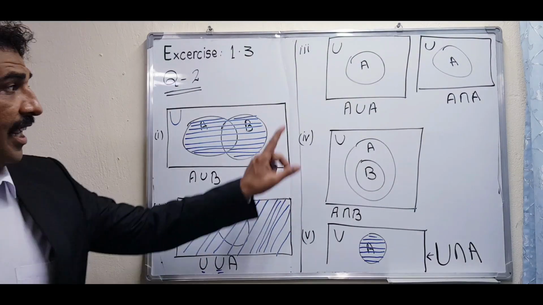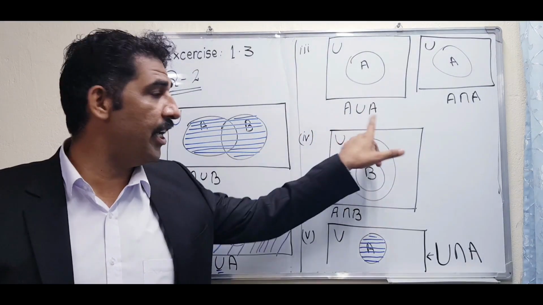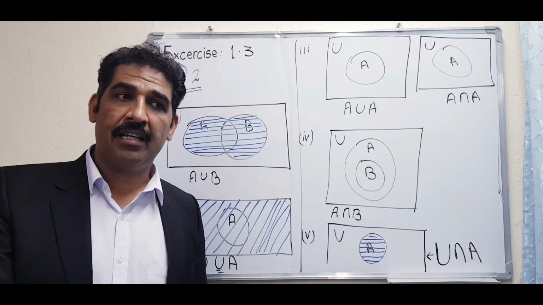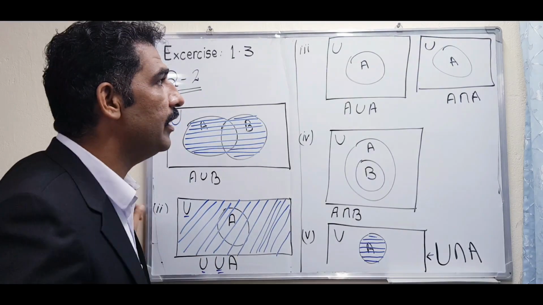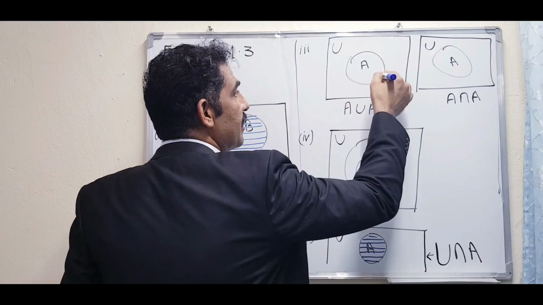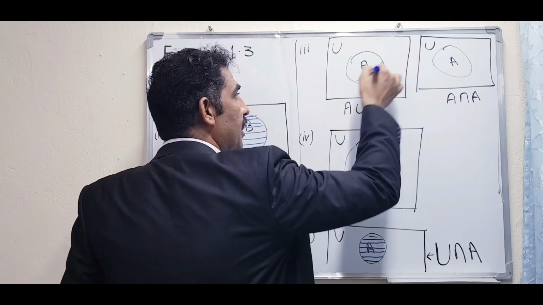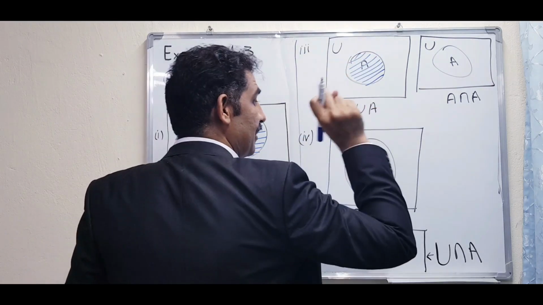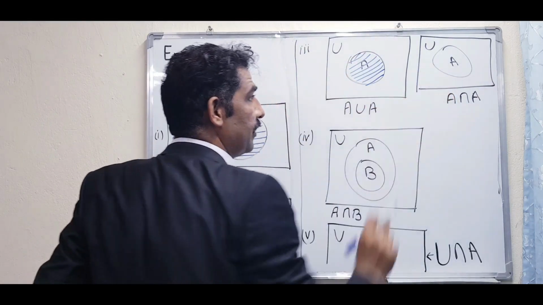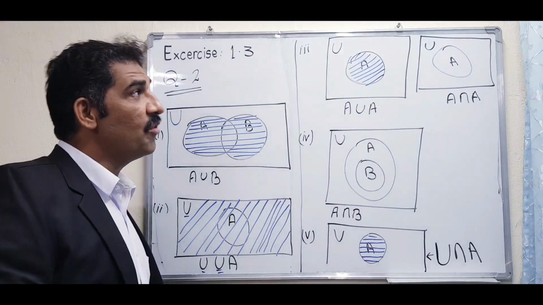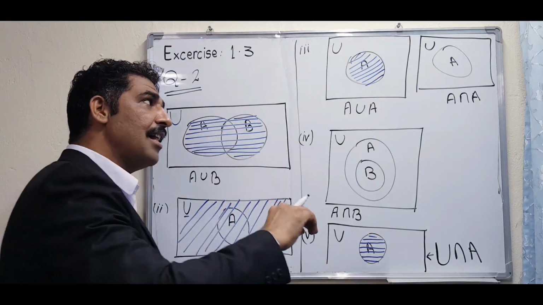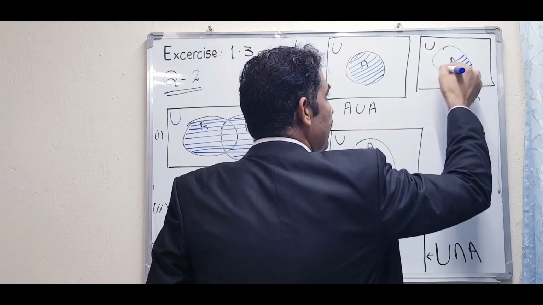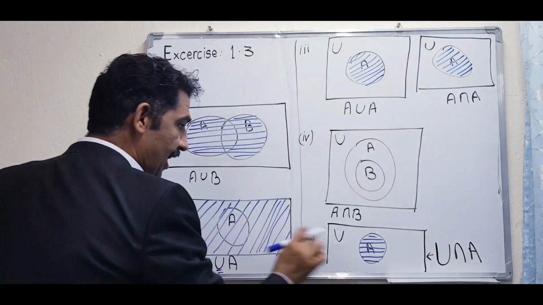Third part, A union A. When both sets are A, what is the answer? Definitely, you are right. The answer is also A, because there is no other element. In the same way, the sixth part is saying A intersection A. So what is our answer? Here also the answer is the same because the set is the same. If the sets change, then the answer will change, like here.